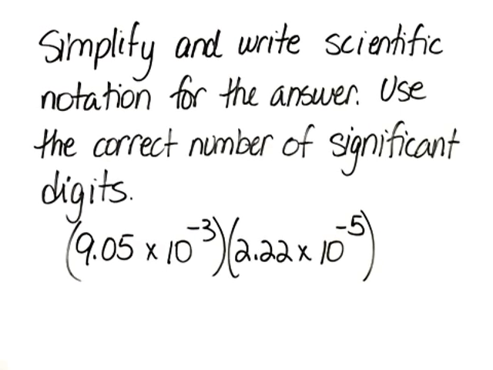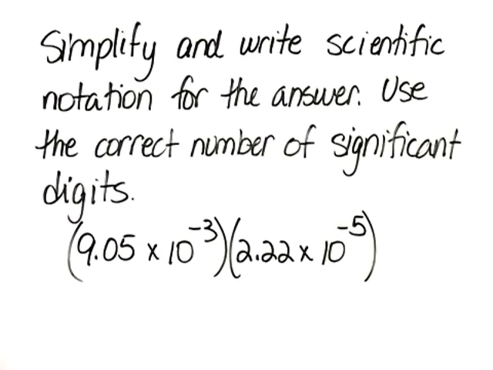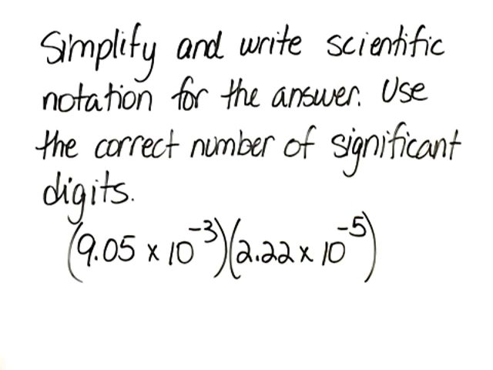Simplify and write scientific notation for the answer. Use the correct number of significant digits. 9.05 times 10 to the negative 3, multiplied by 2.22 times 10 to the negative 5.